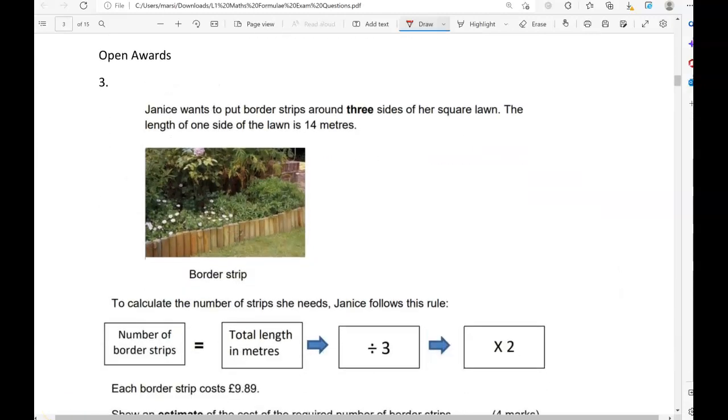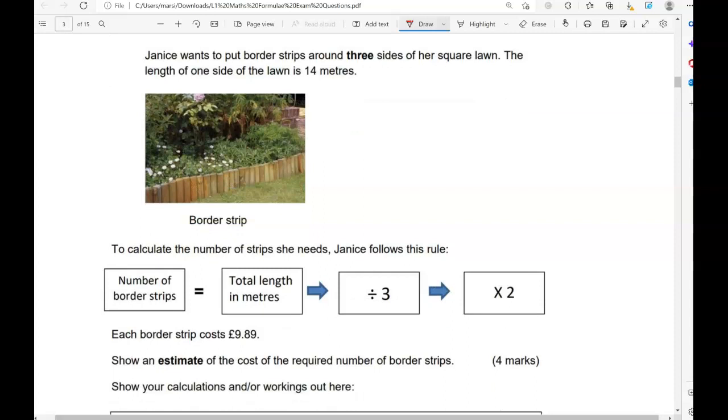Janice wants to put border strips around 3 sides of a square lawn. The length of one side of the lawn is 14 meters. To calculate the number of strips she needs, Janice follows this rule. Number of border strips is equal to total length in meters divided by 3 times 2. Each border strip costs £9.89. Show an estimate of the cost of the required number of border strips. Show your calculations and the workings out here.